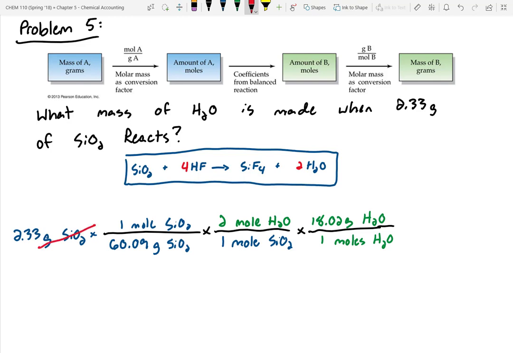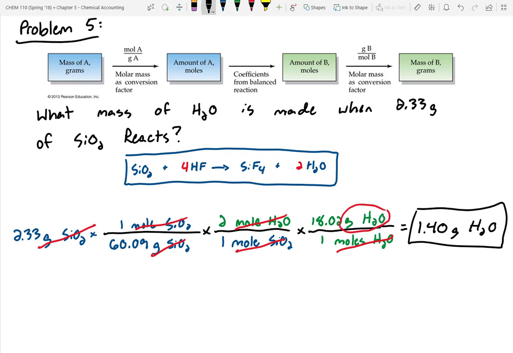Just like before, I always like to check that I've done all my canceling. So I'm canceling out grams of silicon dioxide here, canceling out moles of silicon dioxide right here. Then I'm canceling out moles of water right here, and I'm left over with grams of water as my desired unit. Okay, so when I plug this into my calculator, I'm getting 1.40 grams of water.